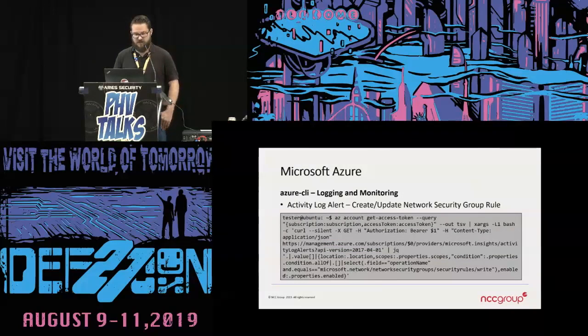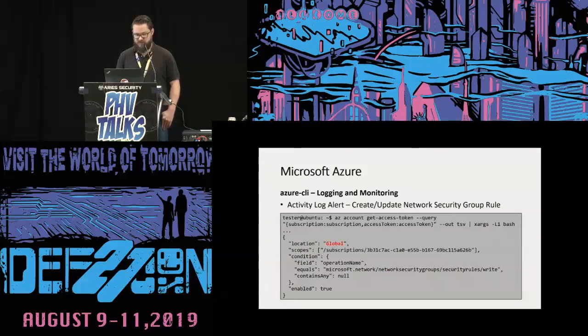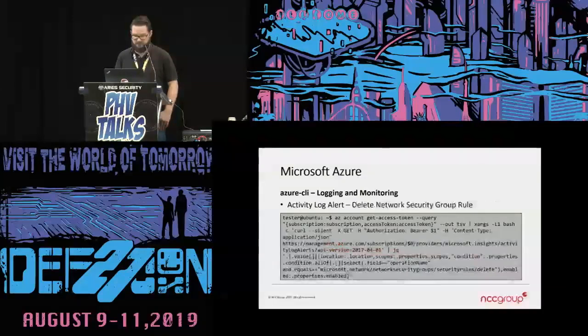Next thing we want to look at is creating and update network security rules. So these are the rules associated with those groups. Very similar command, but we're looking at the security rules write action. We get some output here. We see that it's set to global. The subscription is properly set on the account, and enabled is true.